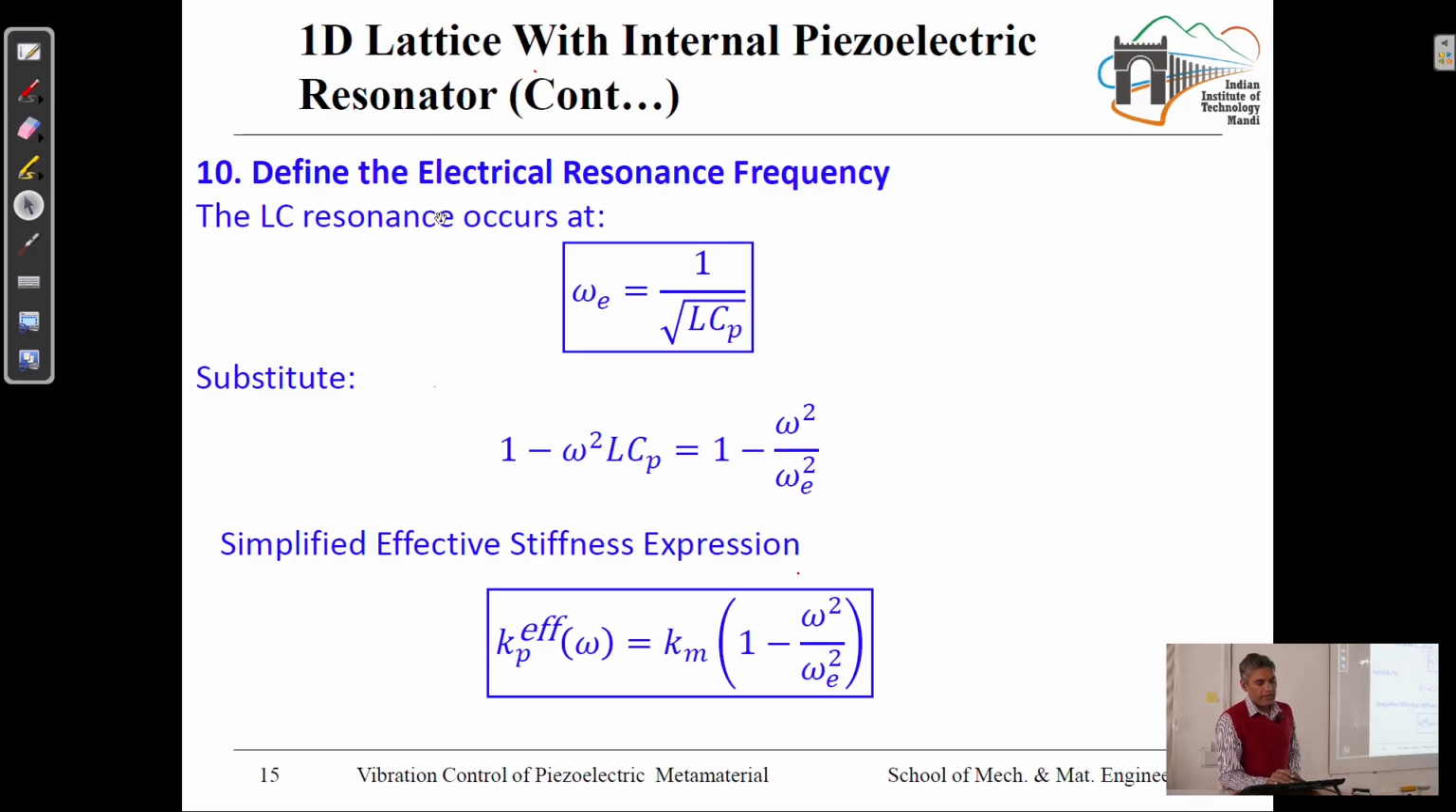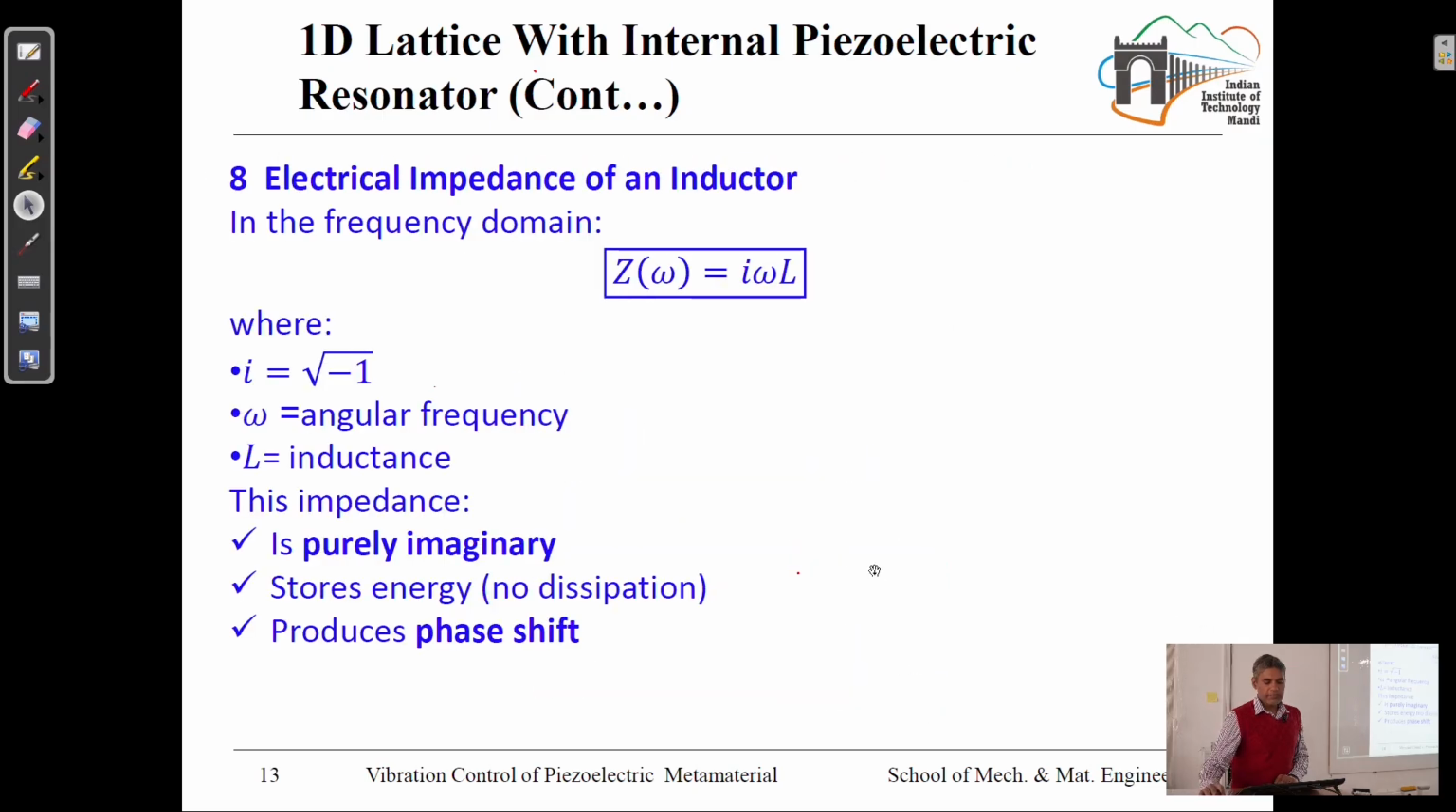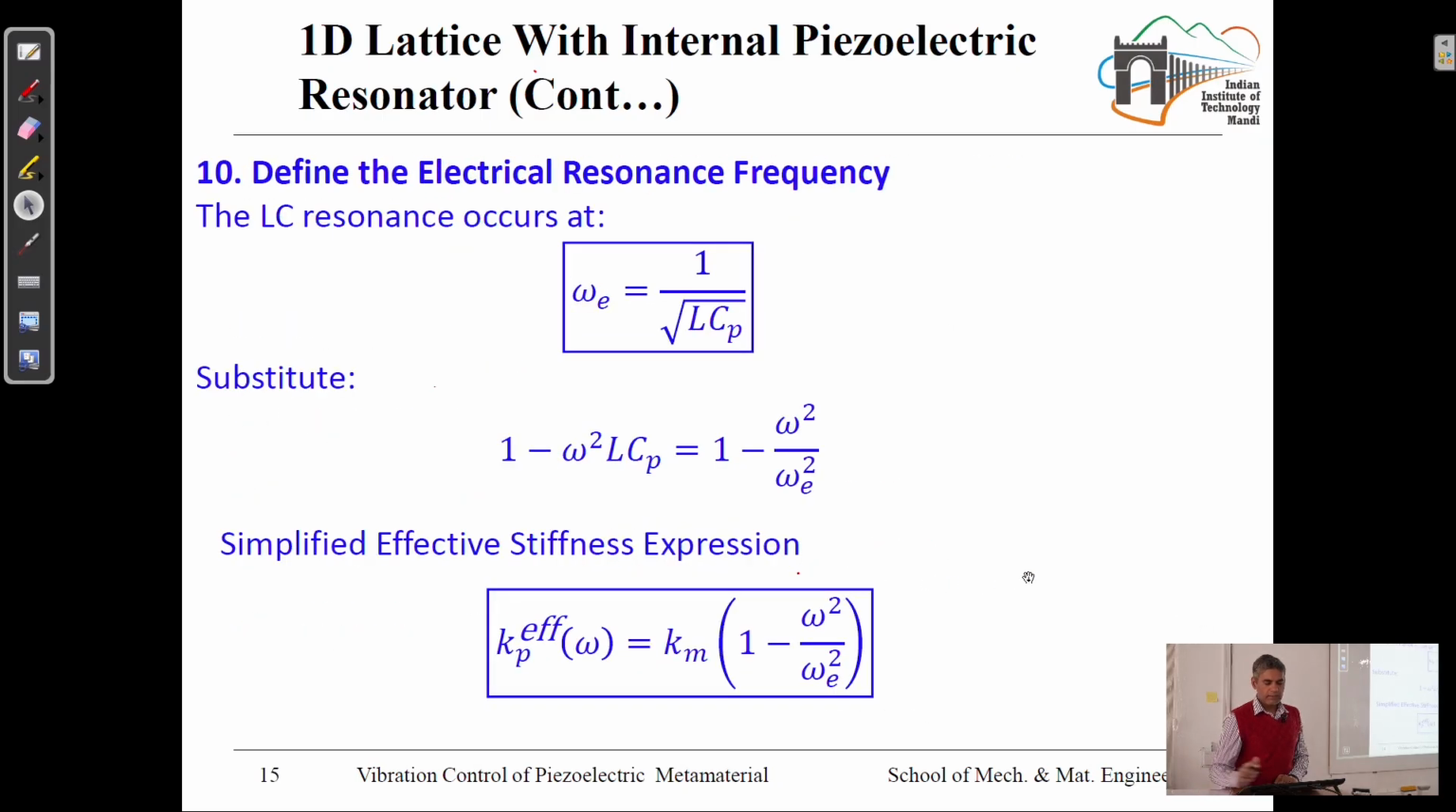Now we know in the electrical circuit resonance, XL is equal to XC, and in that case we determine omega E, that is the resonance frequency. So omega is equal to 1 upon the square root of L Cp. So this value 1 minus omega squared L Cp is equal to 1 minus omega squared upon omega E squared. We want to substitute the value of this, so to substitute this, we are just doing this.